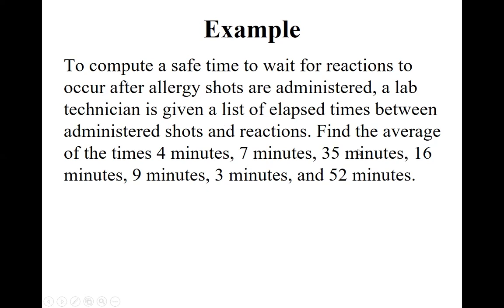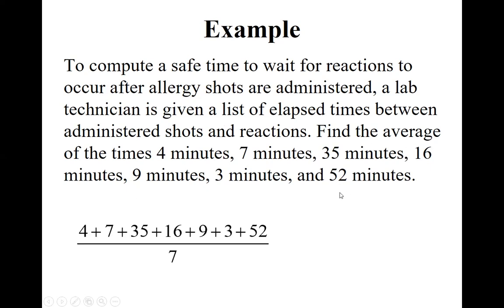And there's 1, 2, 3, 4, 5, 6, 7 of them. So add them up and divide by 7. The sum of those 7 numbers is 126. 126 divided by 7 gives us 18. So the average would be 18 minutes. And that is it for this topic.